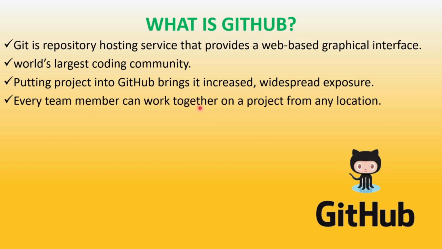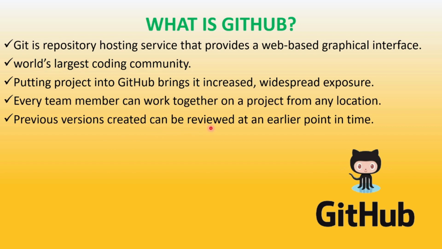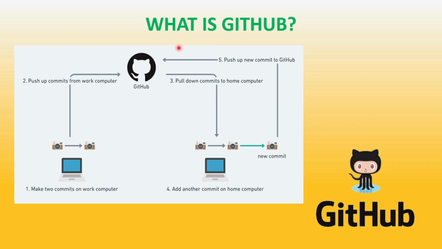Every team member can work together on a project from any location. Previous versions created can be reviewed at an earlier point in time. So this is the example of GitHub, how it works. On your local machine, you will make 2 commits. Okay, you will take the snapshot of whatever you have done, and you can push your commits, your files, which you have committed on your local system and which you have connected to Git on your local system. You can transfer those files on GitHub using the push command. So you can push all the committed files on your GitHub.